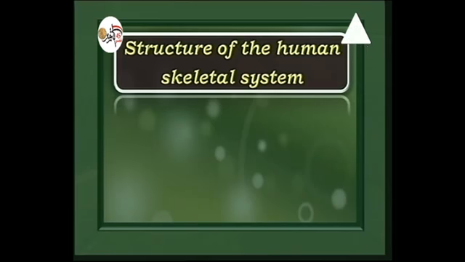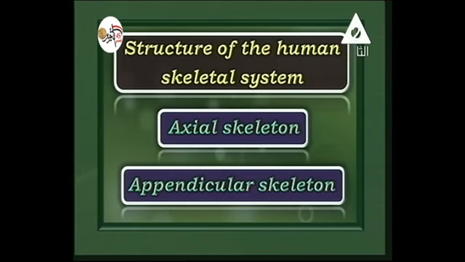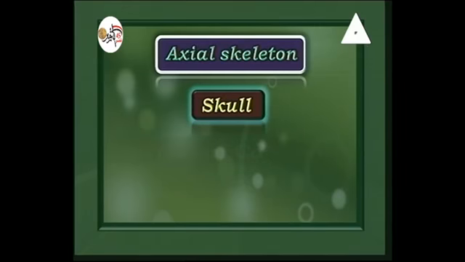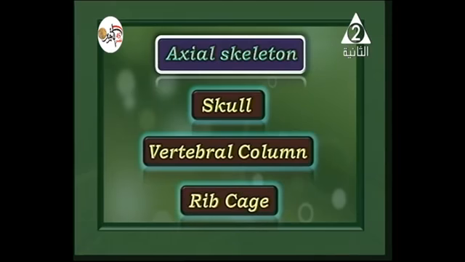Structure of the human skeletal system: axial skeleton and appendicular skeleton. We're going to study each part in detail. Well, starting with the axial skeleton, it consists of the skull, vertebral column or backbone, and rib cage or thoracic cage.